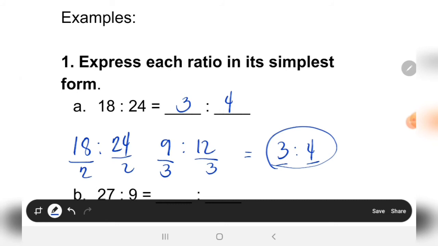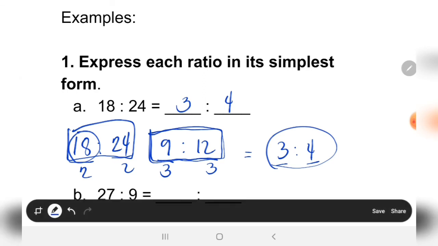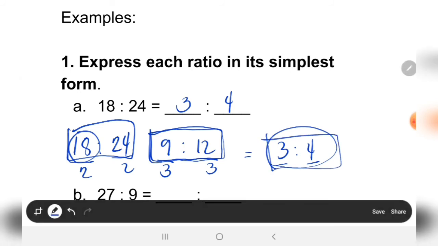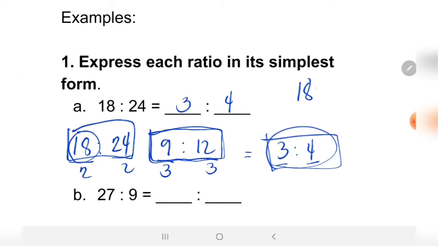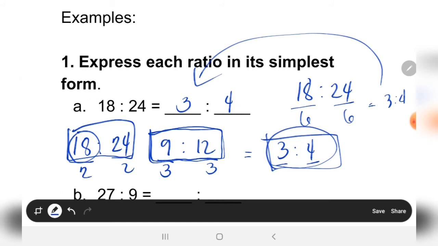We can say that 18 to 24 is the same as 9 to 12. But this 9 to 12 is not the simplest form, because we can still divide it, and that is 3 to 4. Or we can say that 18 to 24, we can divide directly by 6, and the answer is 3 to 4. They're still the same. So that is the simplest form.